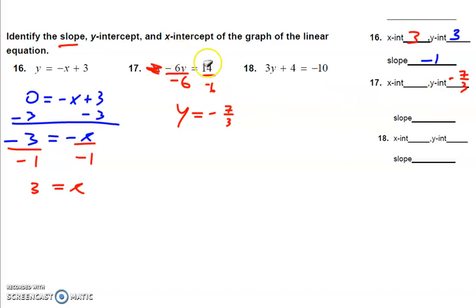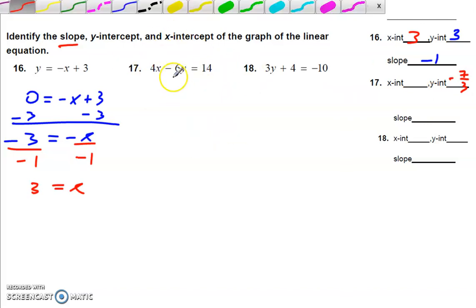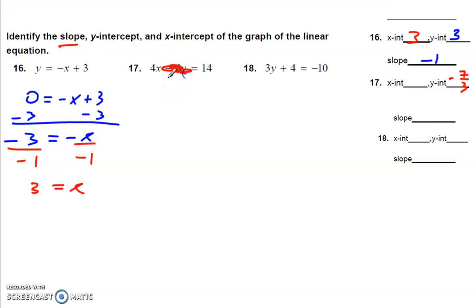Then if I want to find the x-intercept, I make y 0, so all this falls away. Divide by 4 on each side. Then I get x is equal to, simplify this. This was a 4. 14/4 simplifies to 7/2. So that's 7/2.